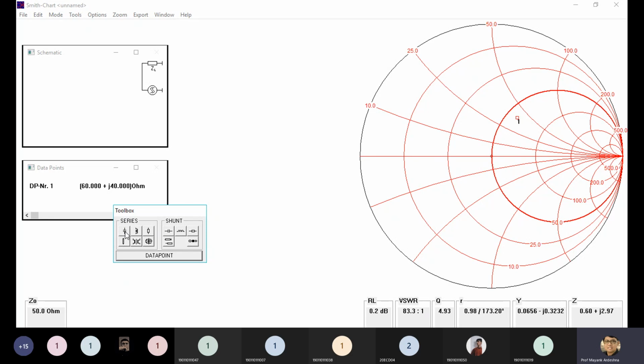You can choose different options: series as well as shunt, inductor, capacitor, stub, open-circuited line, short-circuited line. There are so many options given. Okay, so I'm just selecting the series line. It means we are adding one length of wire in series connection. But right now we have to specify what the impedance is.